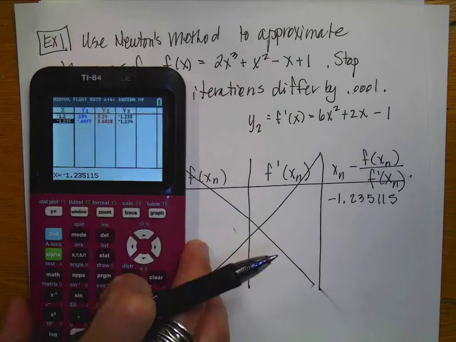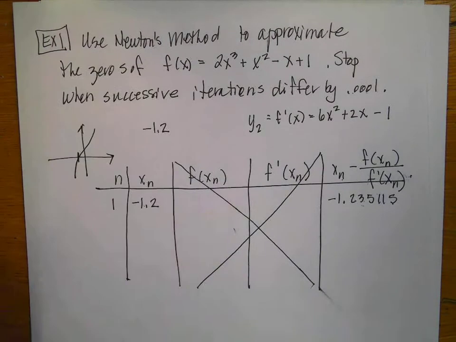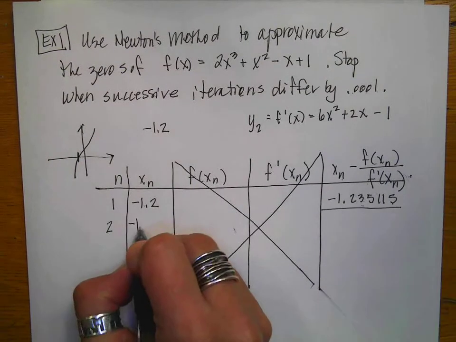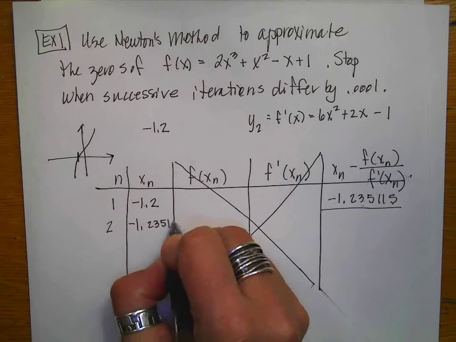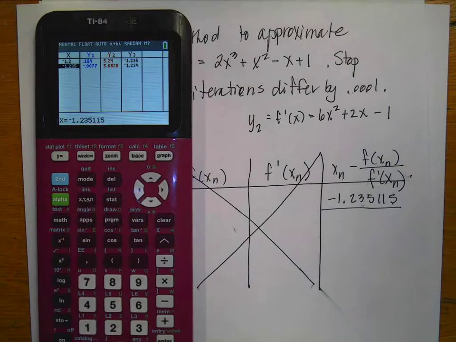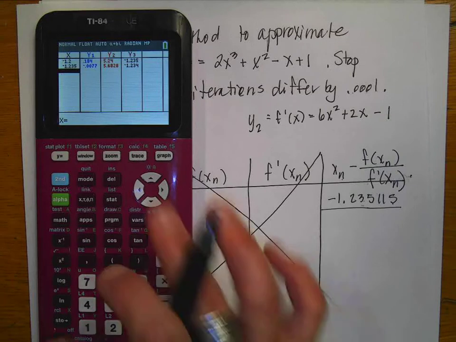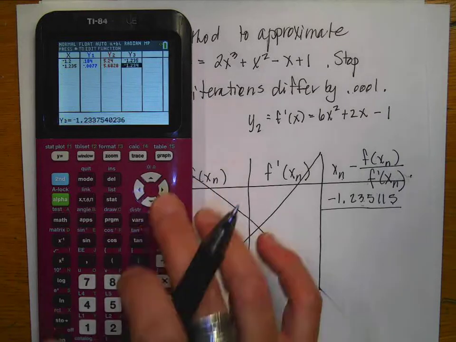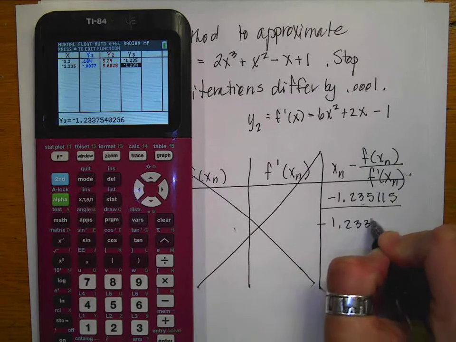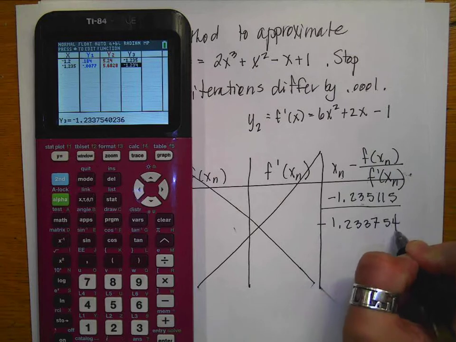So then I'm going to go back to my ask, and input the 0 that I just found, negative 1.235115. So when I go back into my ask, I'm going to enter negative 1.235115. That's the 0 that I just found. And I'm going to hit enter, go up and look at the decimal. And now I have a negative 1.23375.